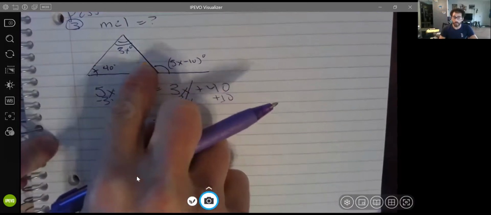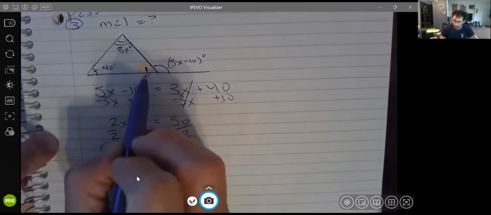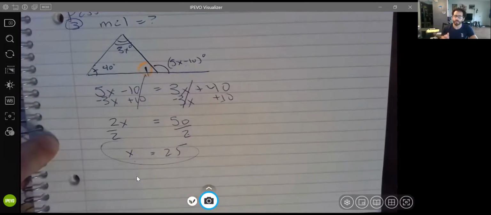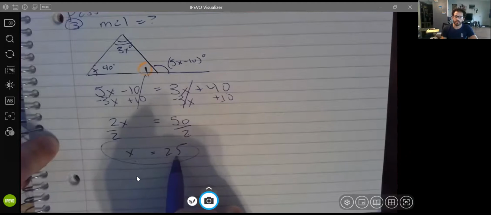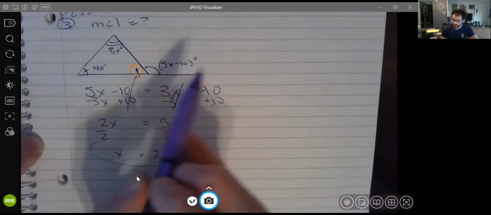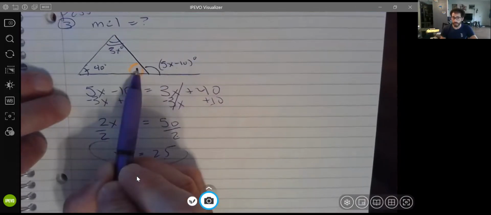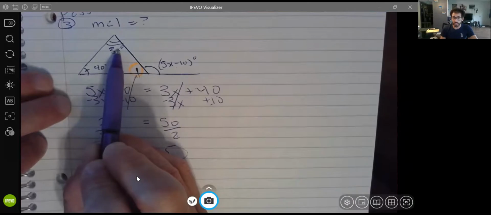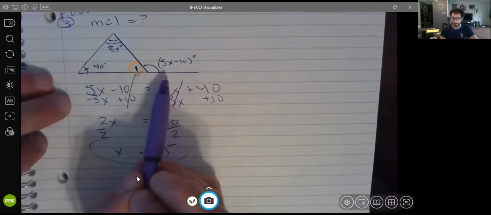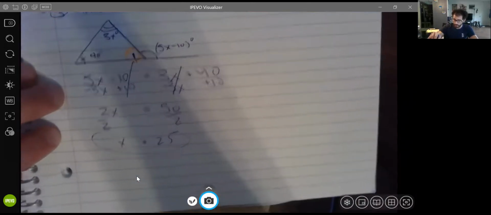Did I figure out what it is? So is the measure of angle 1 25 degrees? X equals 25. Is that the measure of angle 1? No. I'm looking for the measure of angle 1. I found x. Oh, well, guess what? At this point, you have options. You can plug x in here, figure out what this is, take it away from 180. You could plug x in here, figure out what this is, add it to 40, take this away from 180.